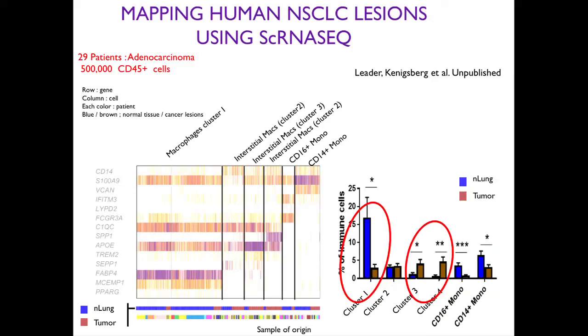So we have now analyzed 29 patients with adenocarcinoma lesions. We sequenced 500,000 immune cells. And this is a summary of some of the results that we obtained. In these figures, each row represents one gene, each column represents a cell, and each color represents a patient. Blue here refers to the adjacent lung, and brown refers to the tumor. So here I'm showing you only the pictures. I'm just going back now to the macrophage compartment, and showing you our deep analysis of the diversity of the macrophage population.